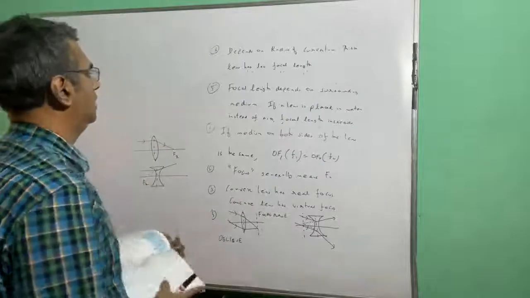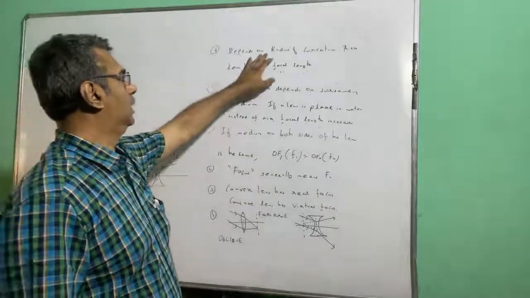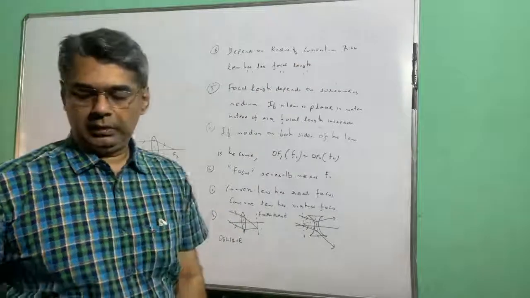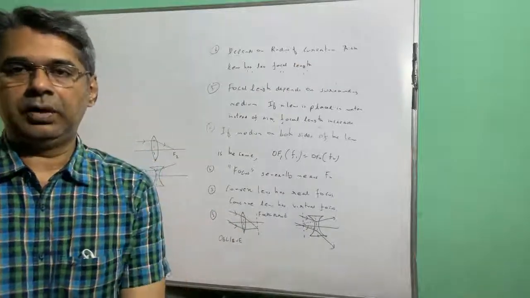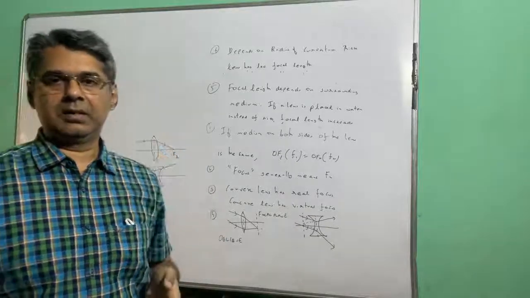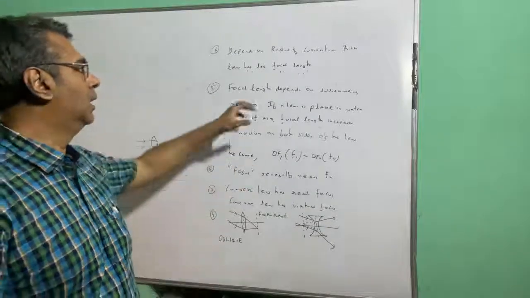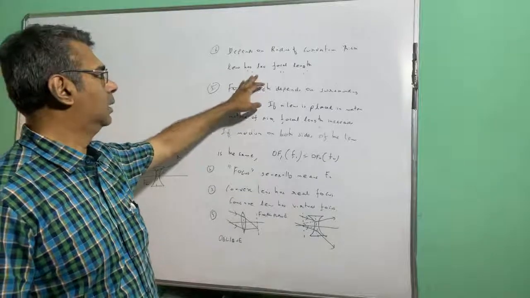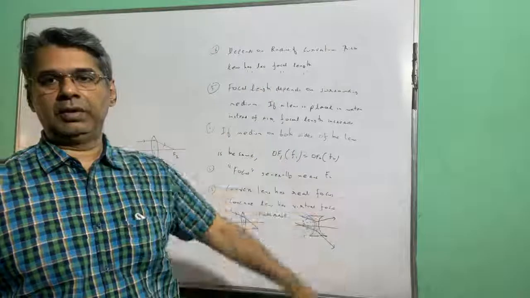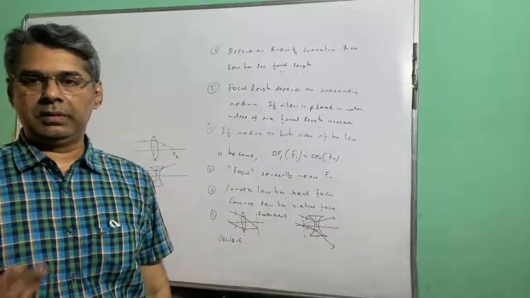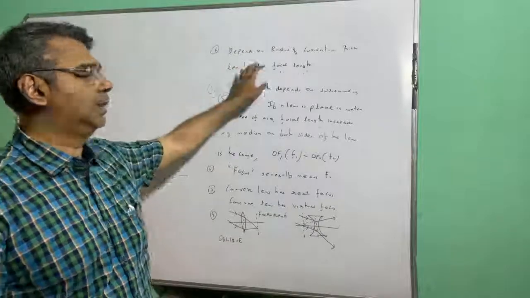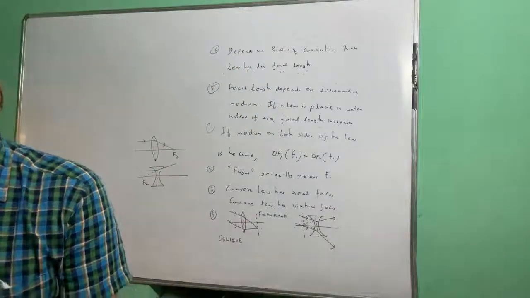Okay, point number 6. Focal length depends on radius of curvature. So if you have a thick lens, then the radius of curvature will be less. So focal length will be less. If you have a thin lens, the radius of curvature will be large, and the focal length will be large. So it depends on radius of curvature. This is point number 6.